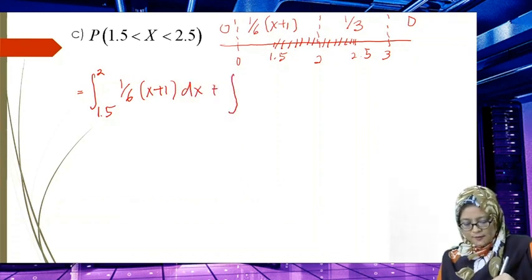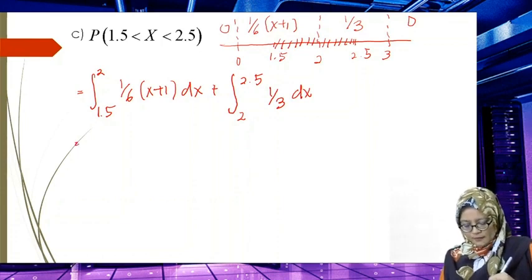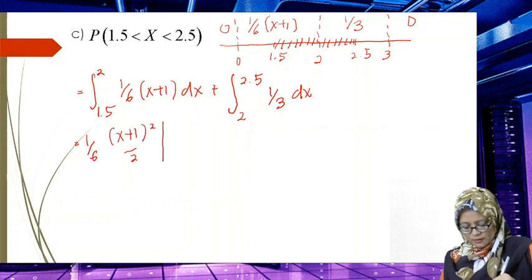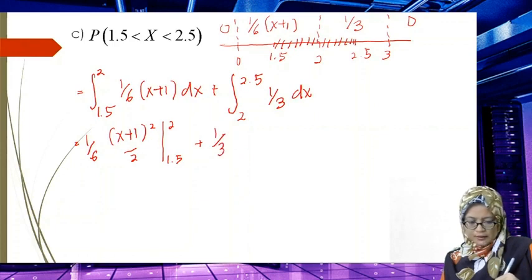plus integrate daripada 2 until 2.5. Function dia is 1 over 3 dx. Okay, so 1 over 6 integrate, dia akan dapat x plus 1 square over 2. Substitute value 1.5 until 2 plus 1 over 3 is a constant, so you akan integrate 1 dx. So dapat 1 over 3 x.